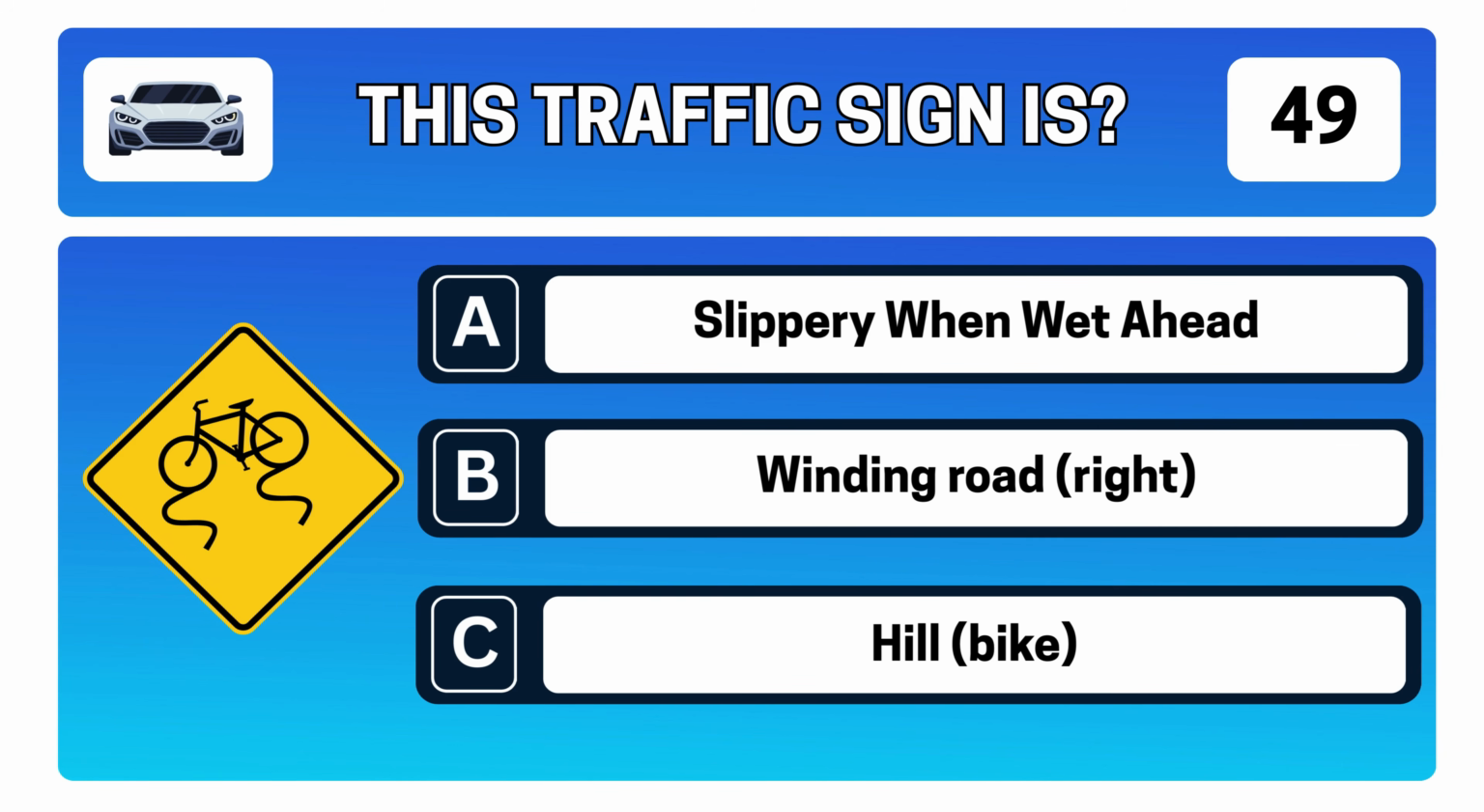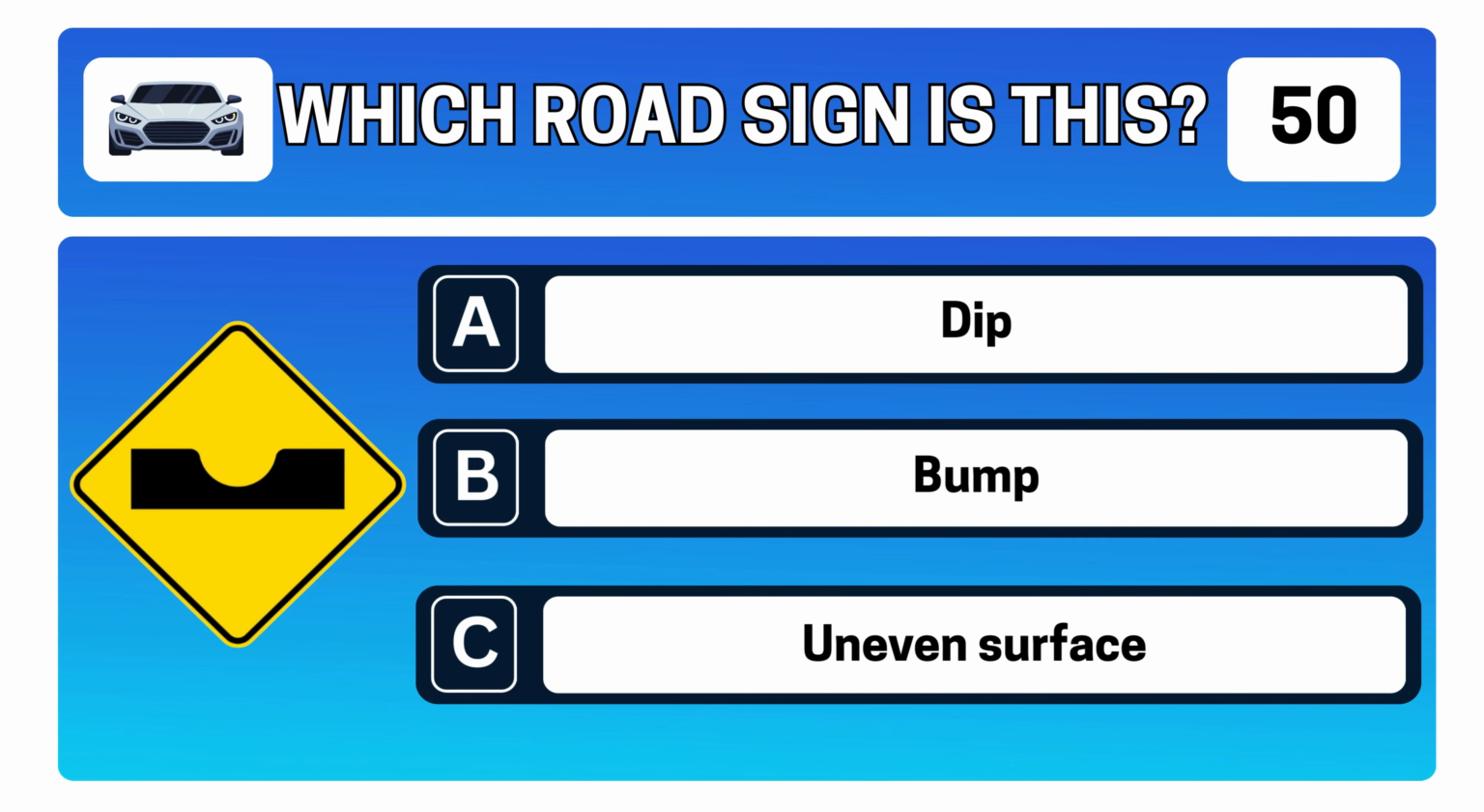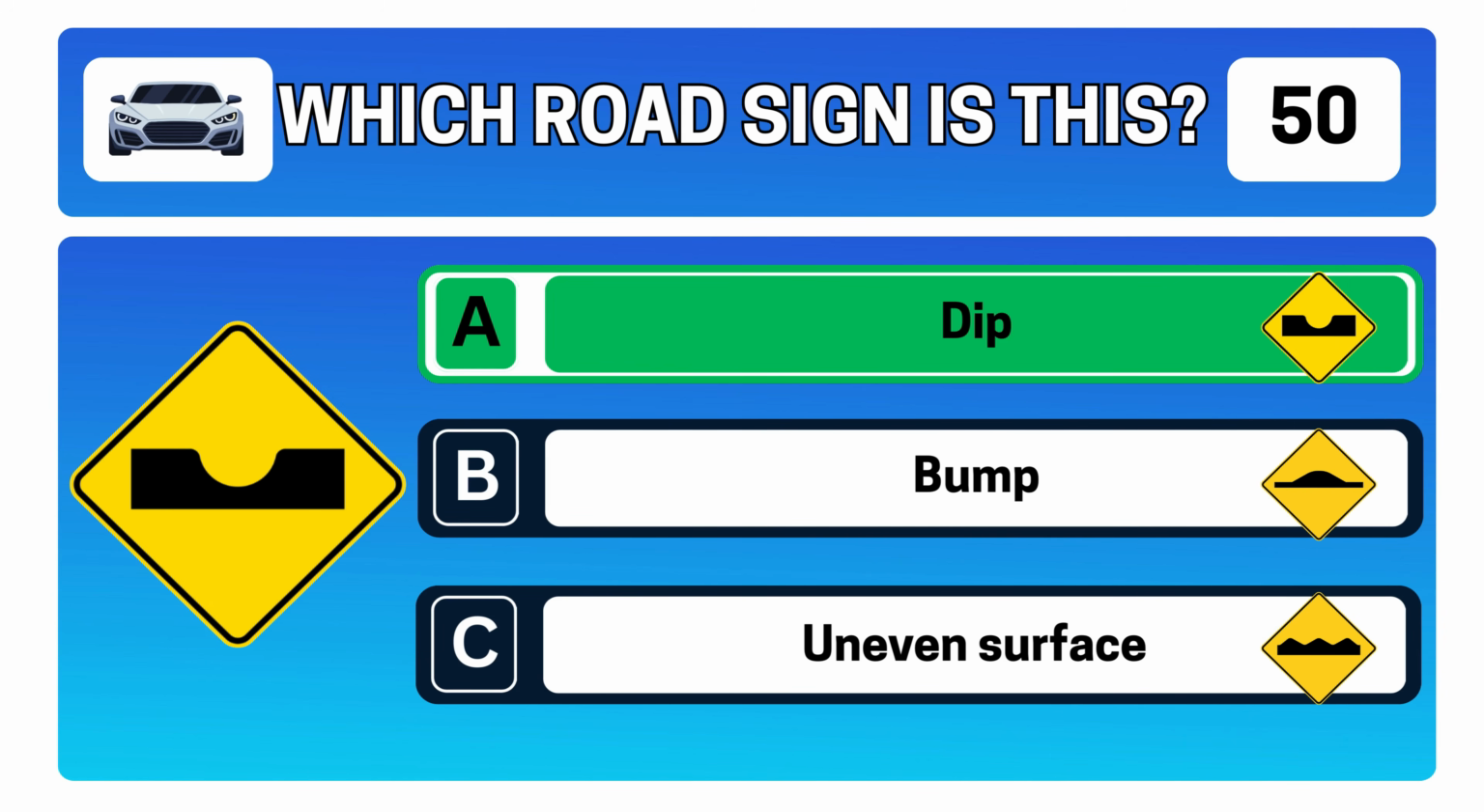This traffic sign is? Well spotted. It is the bicycle slippery when wet ahead sign. Which road sign is this? Correct. It is the dip sign.